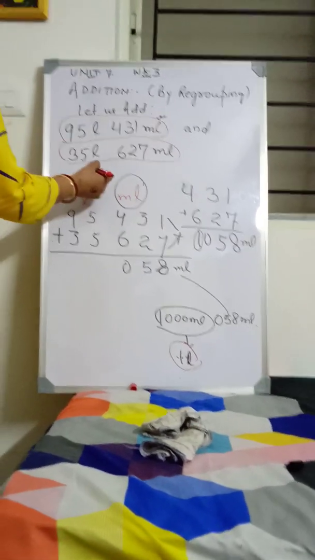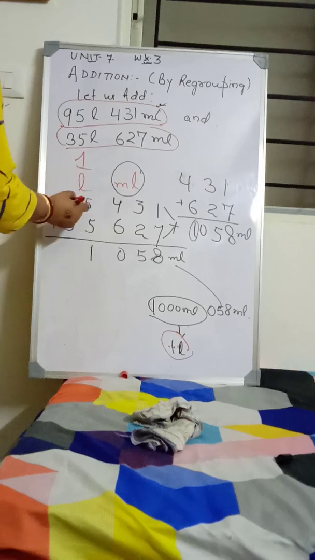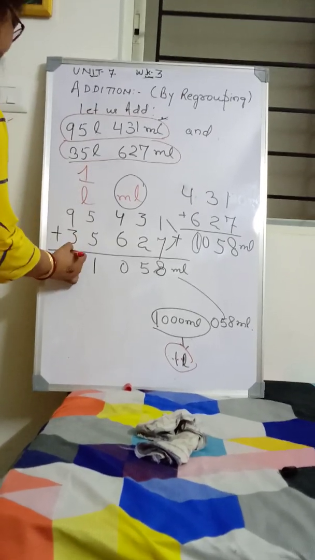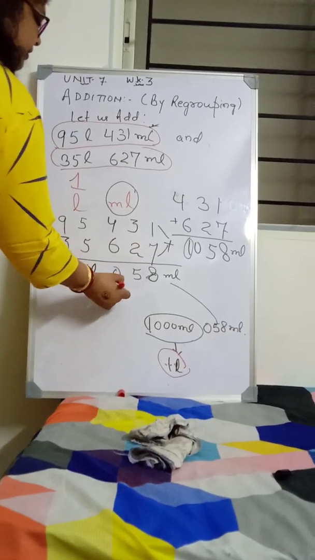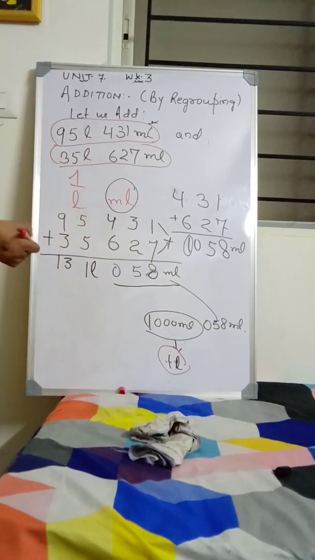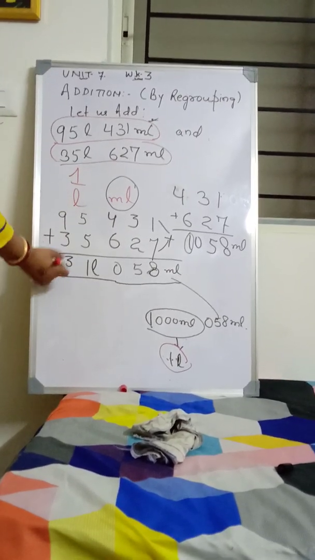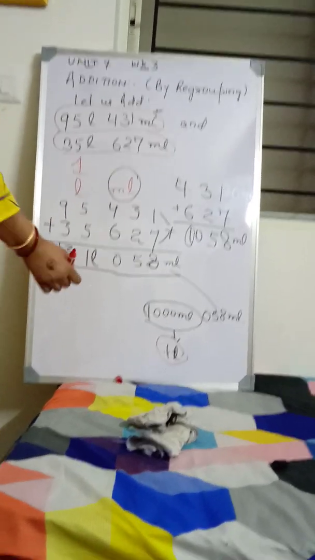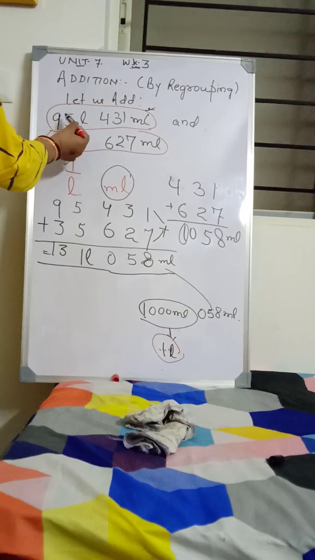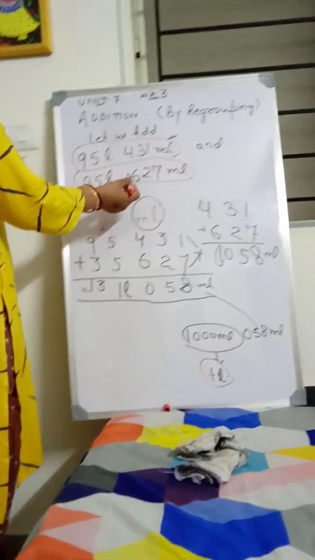Now, let's add it. 5 plus 5, 10 plus 1, 11. 1 carryover, 9 plus 1, 10 plus 3, 13. So, it is 131 liter and 058, it means 58 milliliter. So, this is the answer. Right? This is the addition, this is the result, after adding these two numbers 95 liter 431 milliliter and 35 liter 627 milliliter.